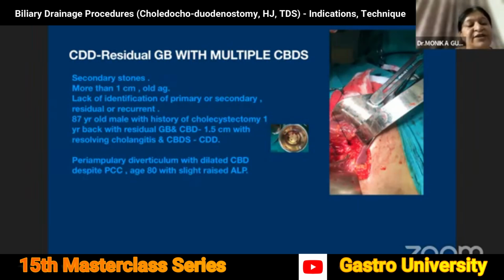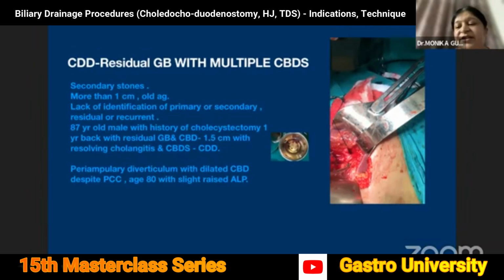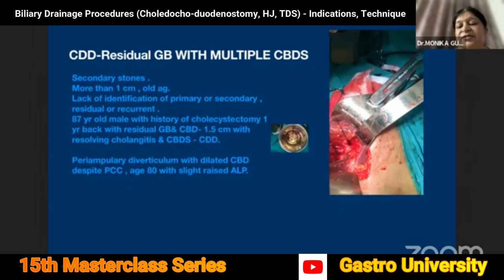So this case is of an old patient. He was an 87-year-old male with a history of cholecystectomy one year back, and a small residual gallbladder and CBD stone were there. CBD was 1.5 centimeters with resolving cholangitis. We did a CBD exploration and choledocho. This video is not running here, otherwise it was running in the... It's okay.